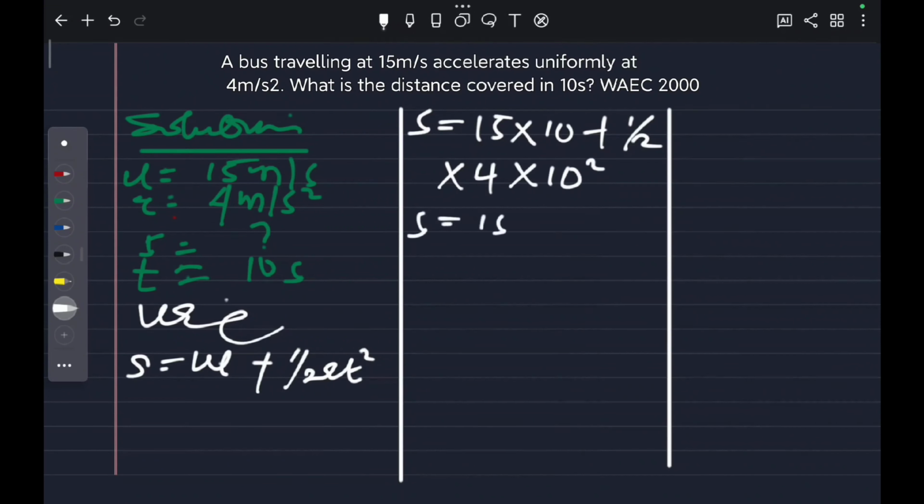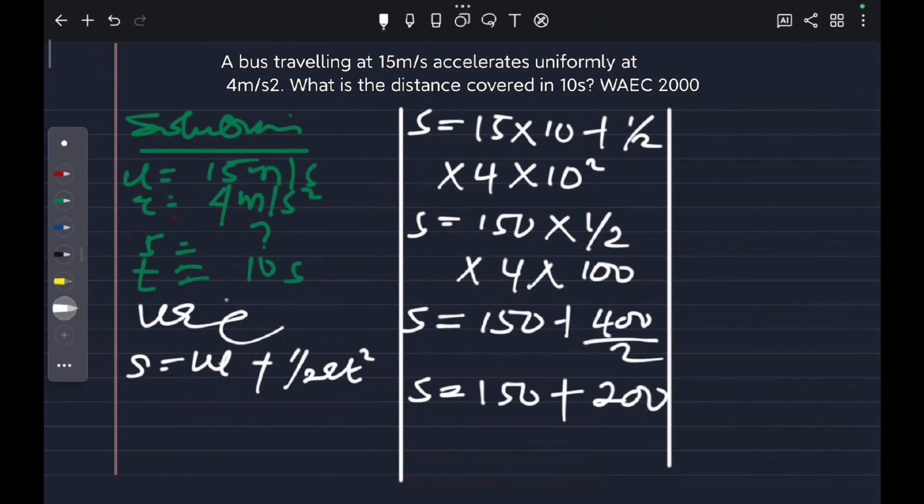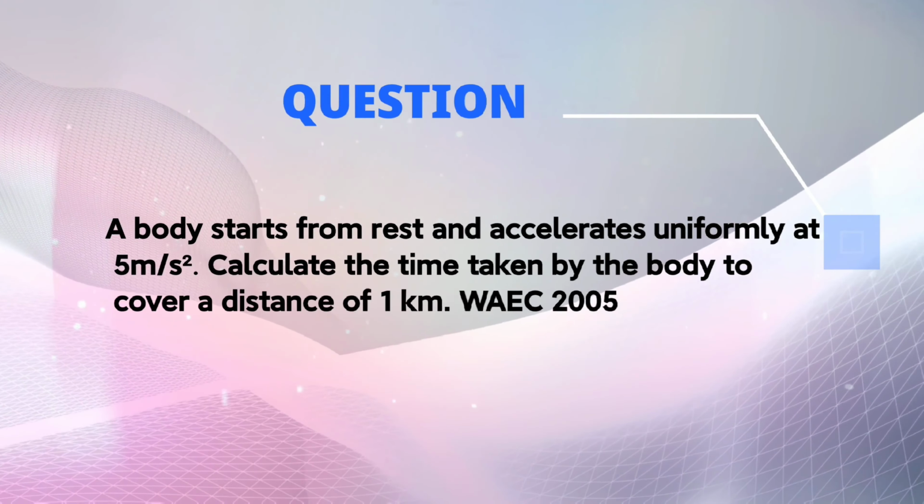So that S is equal to 150 plus 1 over 2 multiplied by 4 multiplied by 100. So that S is equal to 150 plus 400 divided by 2, which is 150 plus 200. So that our distance will equal 350 meters. Next question.